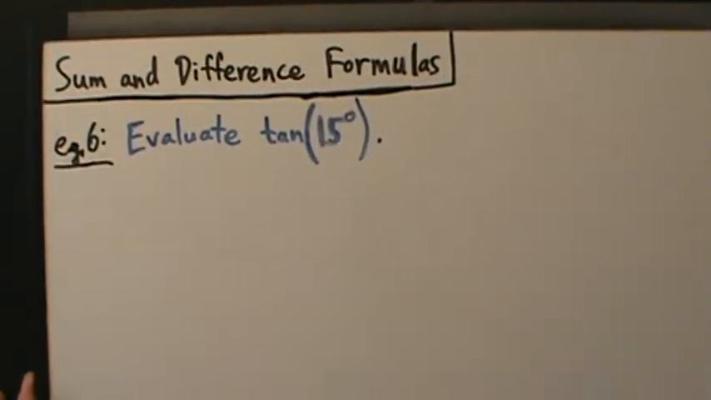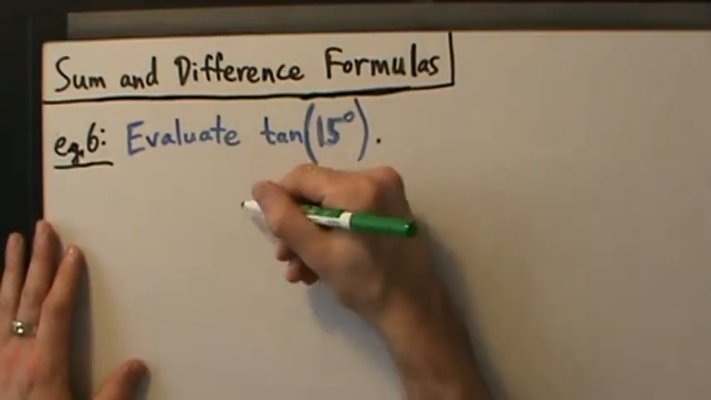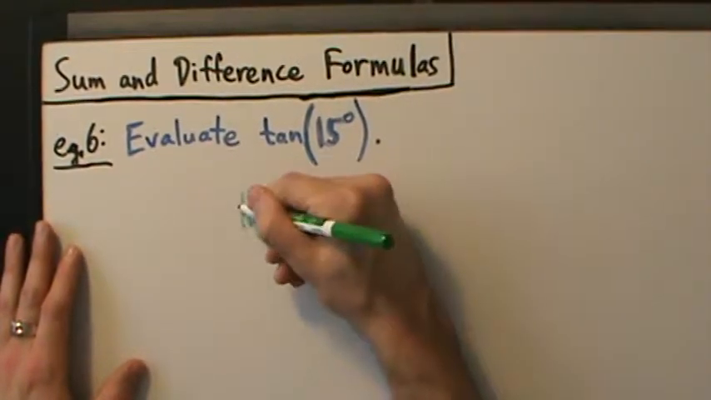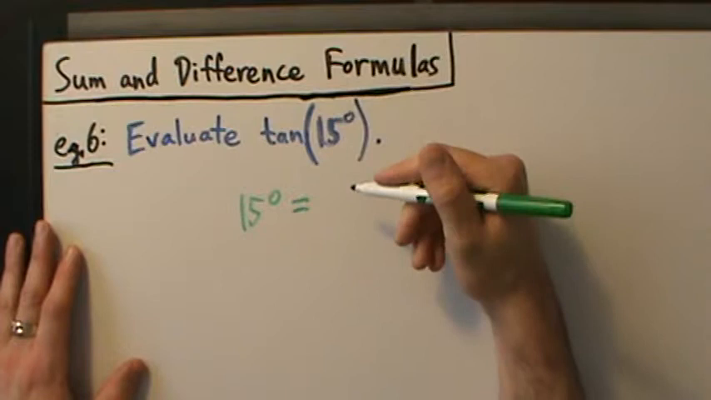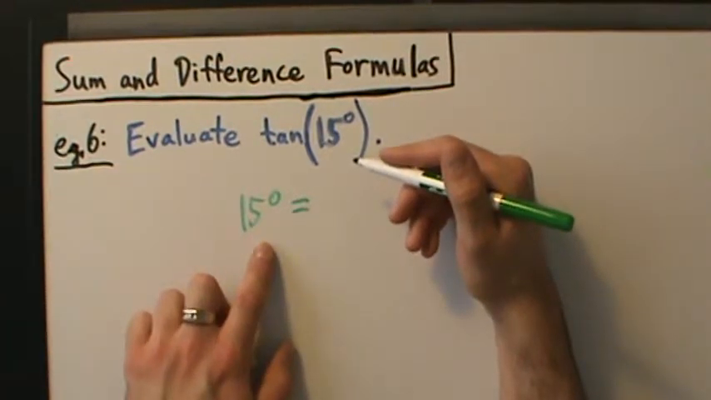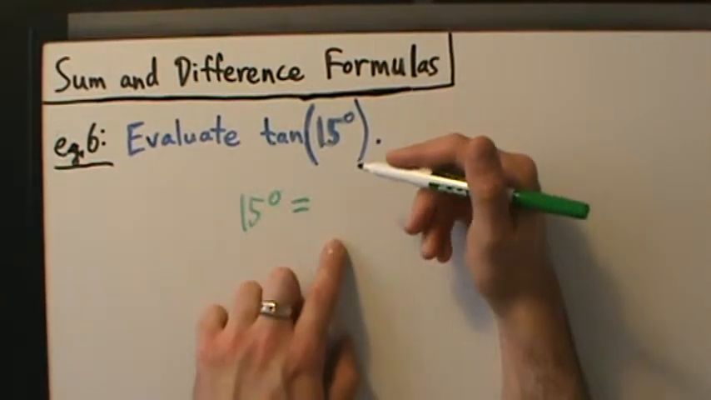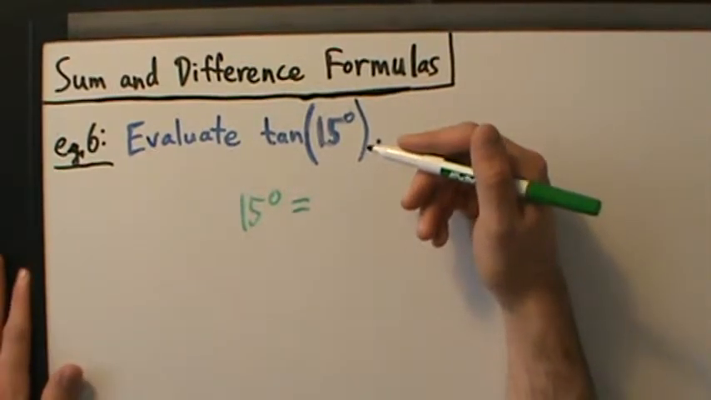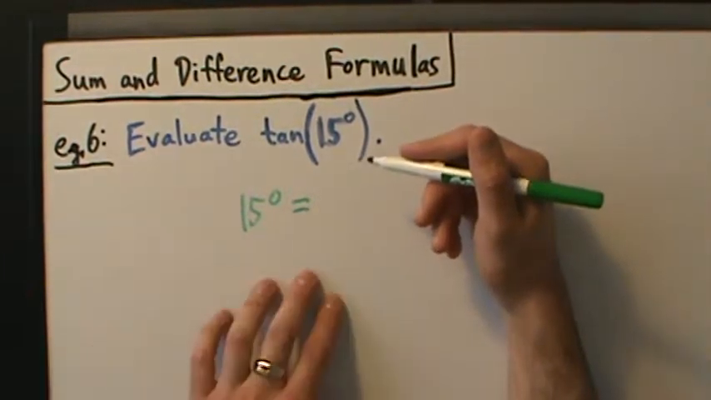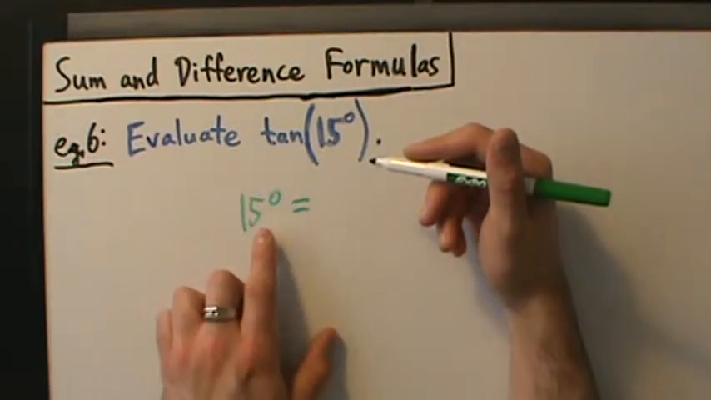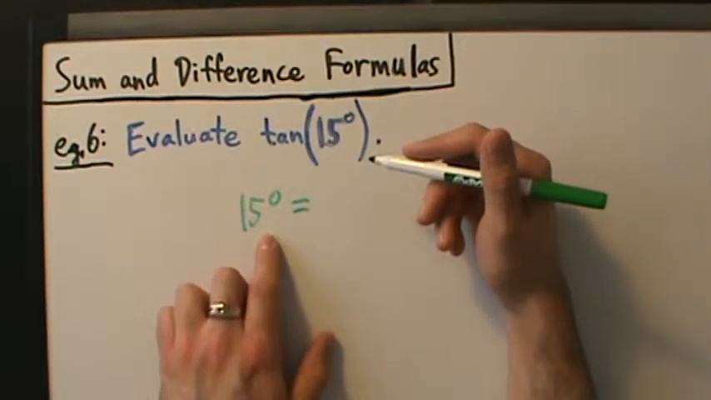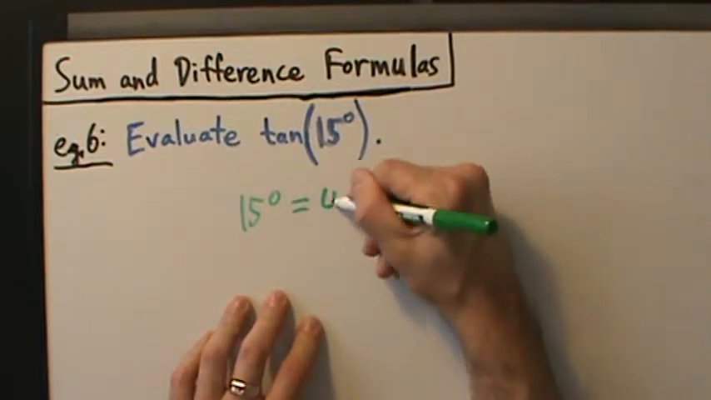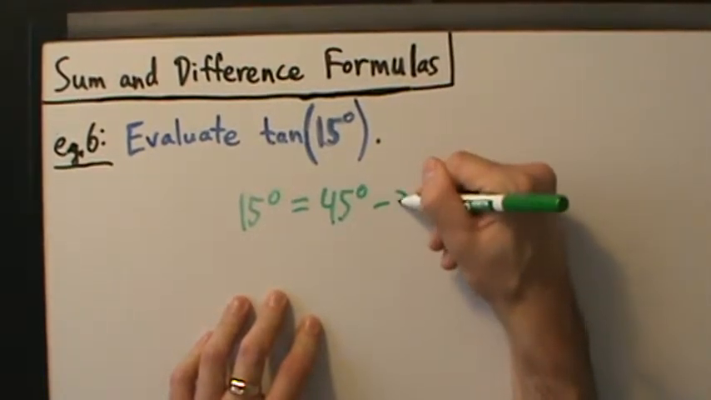So evaluate the tangent of 15 degrees. First we want to express 15 degrees as a sum or difference of two special angles. 15 degrees is pretty small, so we probably can't express it as a sum of two positive special angles. So we can express it as a difference. We actually had 15 degrees when we did example 2 with cosine of 15 degrees, and I think there we did 60 degrees minus 45 degrees. So here let's do 45 degrees minus 30 degrees.